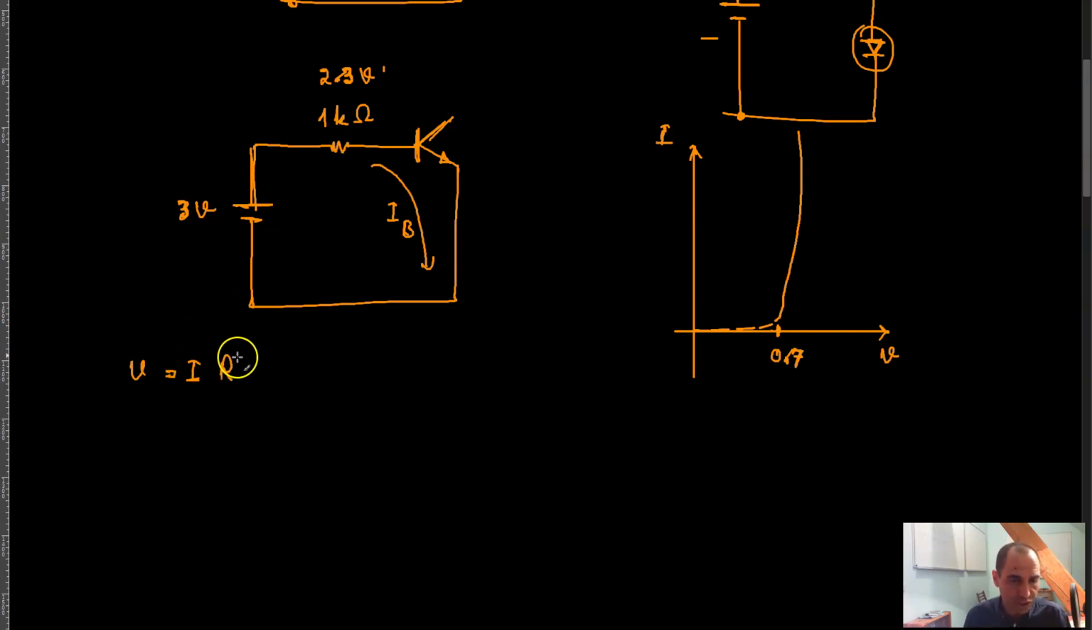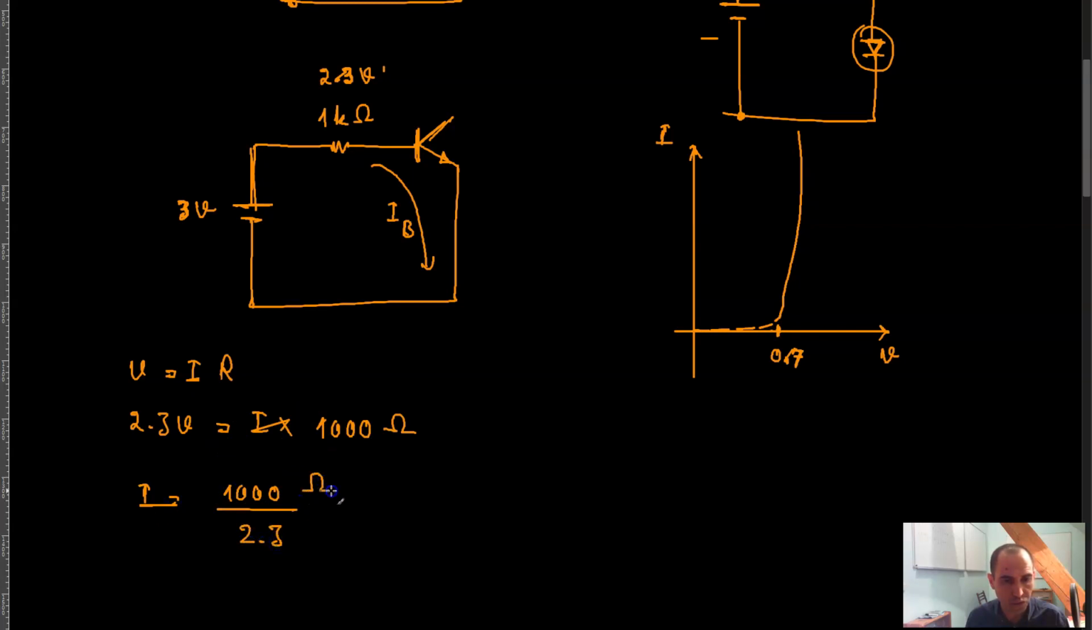So I know that V is equal to IR. If I use Ohm's law only for this resistor, I would get that the voltage across the resistor, 2.3 volts, is equal to I, which is what I want to calculate, times R, and the resistance is 1 kilo ohm, which is 1000 ohms.